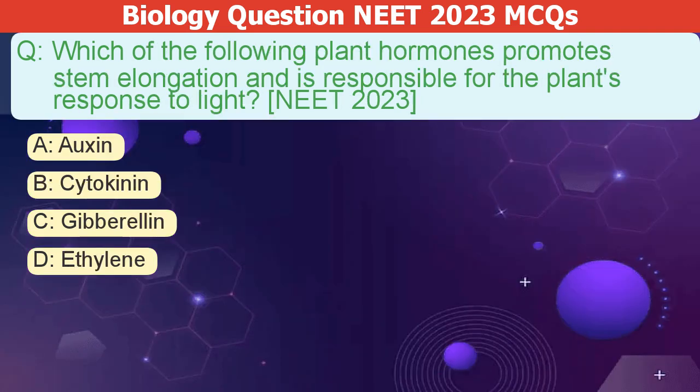Which of the following plant hormones promotes stem elongation and is responsible for the plant's response to light? NEET 2023. A. Auxin. B. Cytokinin. C. Gibberellin. D. Ethylene.